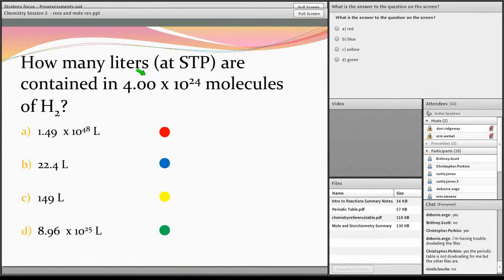So let's think about our math here and what we need to do. We're going to take our given information, which is the 4 times 10 to the 24th molecules of H2. Well, then first thing we're going to do is convert that to moles. So using our 1 mole over 6.02 times 10 to the 23rd molecules, we see that our molecules cancel out. And then we'll go ahead and convert to liters using that 22.4. Multiply across the top, divide by the bottom.